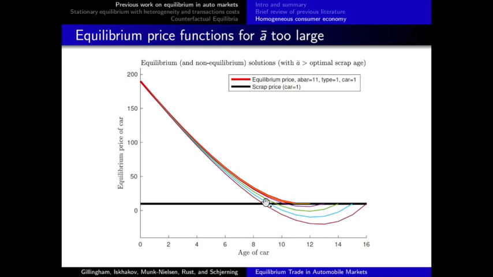Well, this can't really be an equilibrium, right? Because if I, as a consumer, had a car here that was twelve years old, and equilibrium prices are lower than the scrap value, why wouldn't I just go to the scrapyard with this car? So this cannot really be an equilibrium. Another way to think about it is that if this is like an institutional constraint, someone needs to hold that car until it's 16 years. Then you need to compensate the consumer that buys it for this high disutility of owning this old clunker.